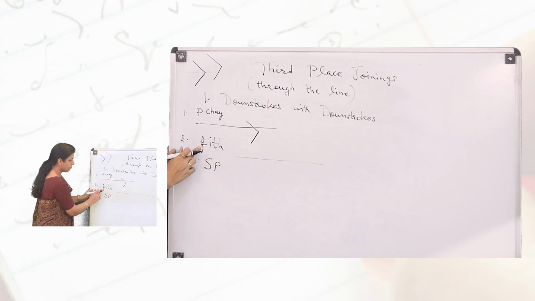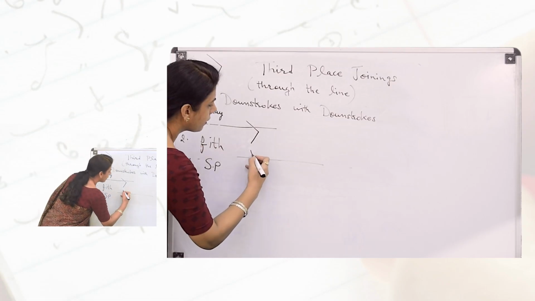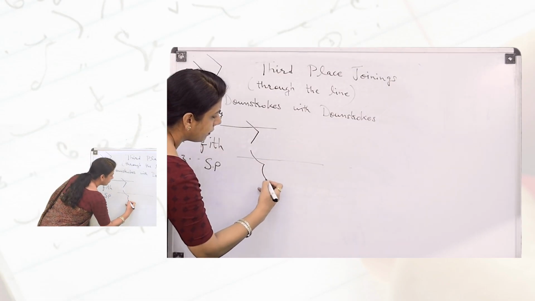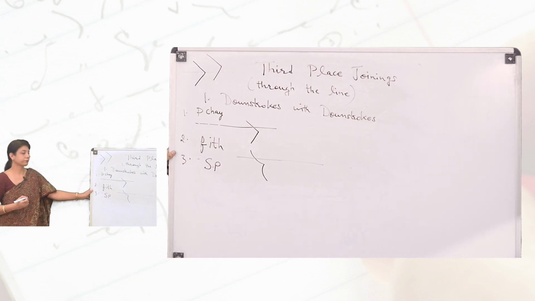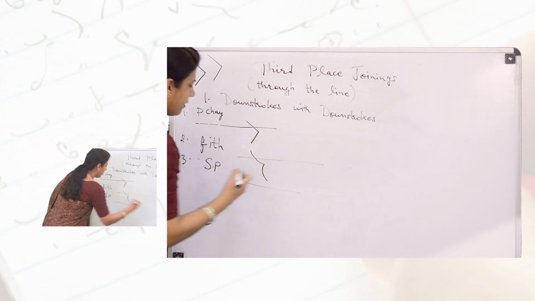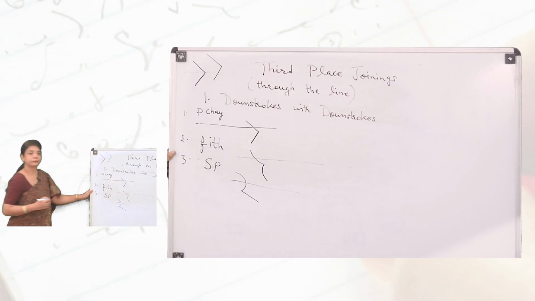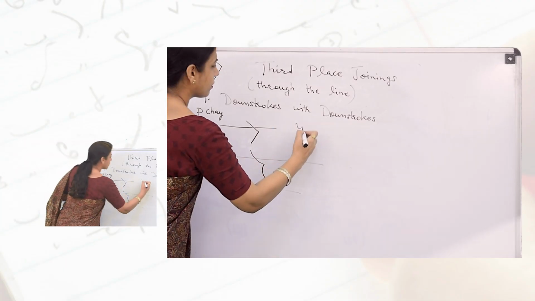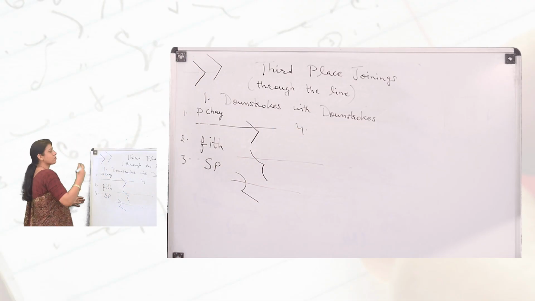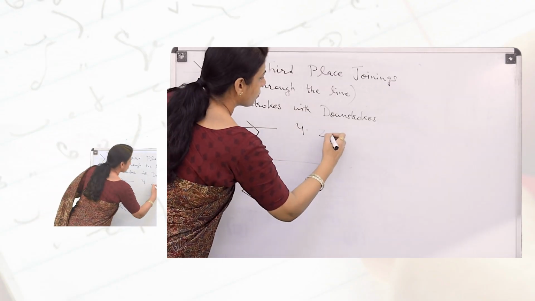Moving to the next example, F and it. F through the line and then it. SP, S through the line and then P. Okay. Few more examples of downstrokes with downstrokes.